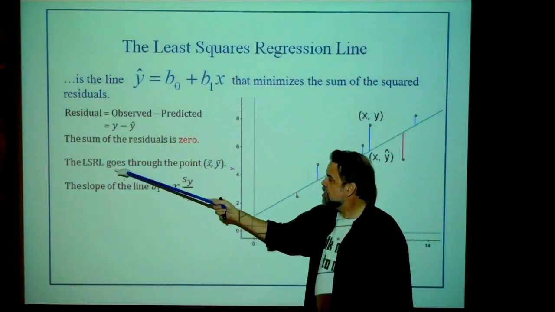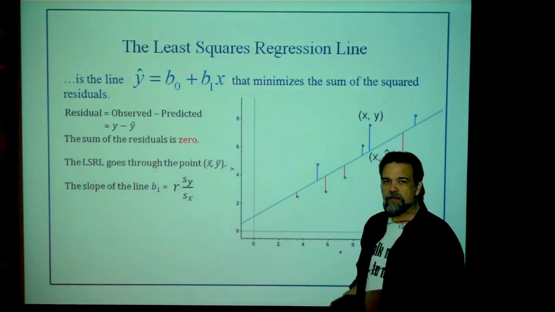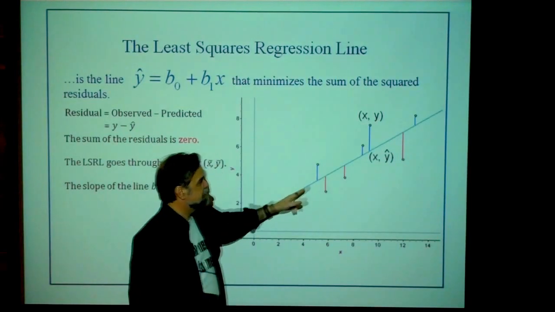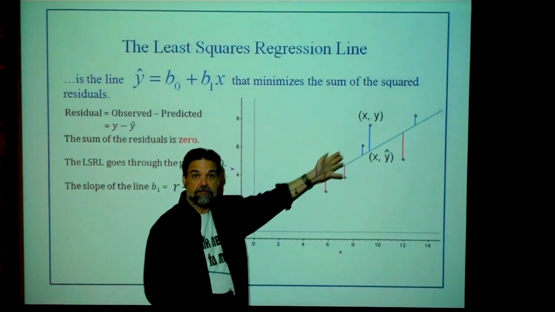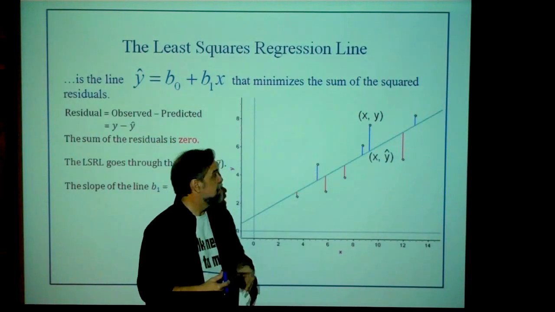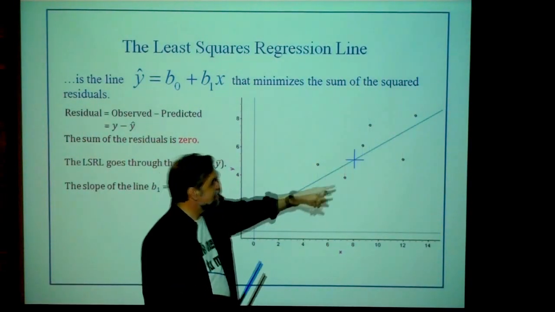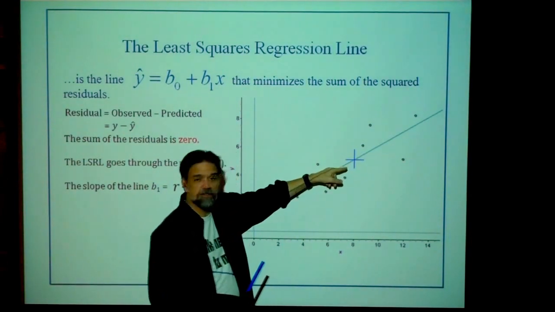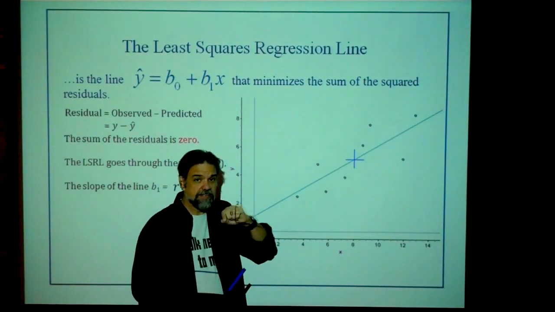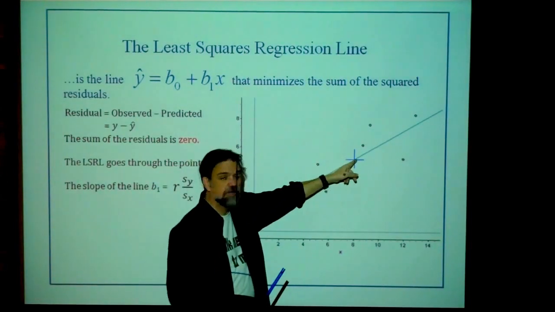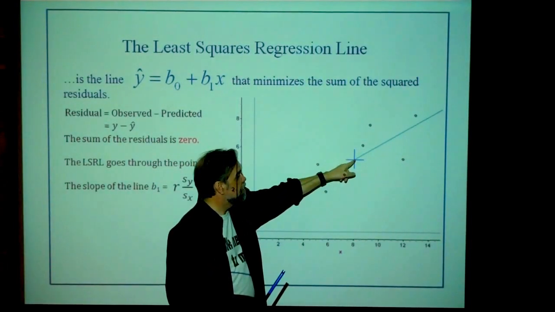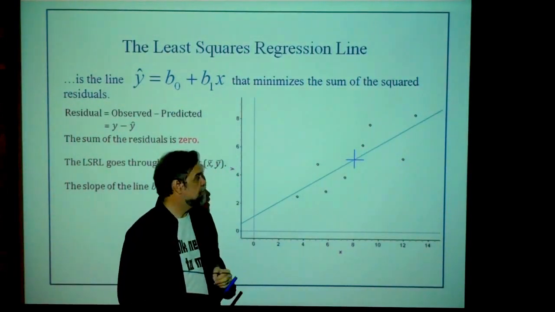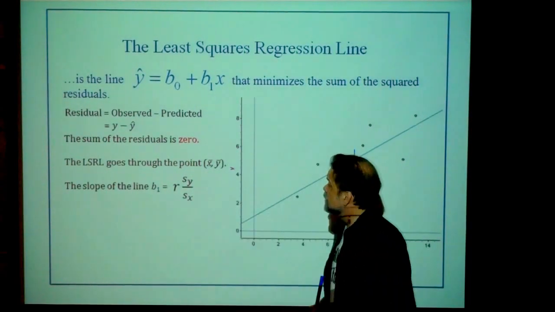The least squares regression line goes through the point x bar, y bar. If we think about this for a second, it actually makes perfect sense. This line is supposed to go through the middle of our data and show the pattern of our data. It makes sense that it would go through the exact middle point of all the data. I put a little cross here instead of a dot because x bar, y bar is not necessarily a data point. It's just a location inside the data. Our least squares regression line always goes through that spot.